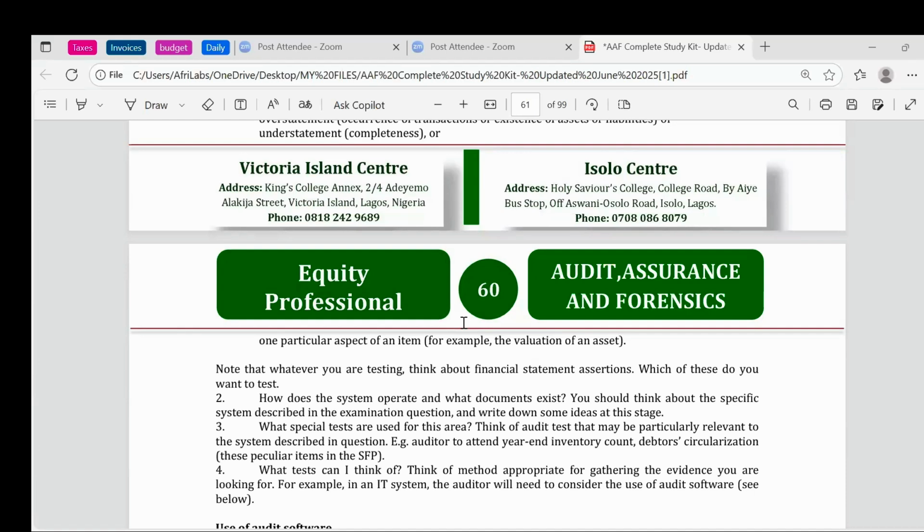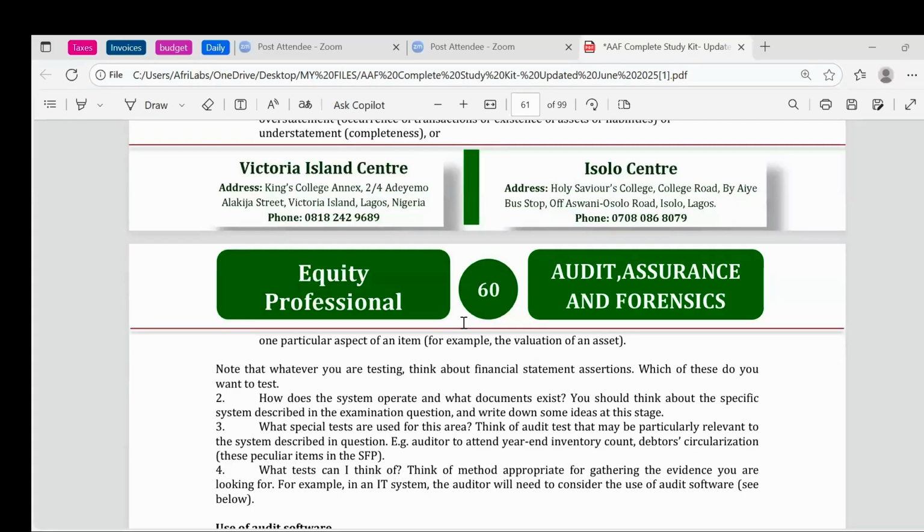Do you guys understand me? So that's why when they ask you for this procedure, the answer is not to write the assertions, but to break down the assertions into the relevant questions that, in proving those assertions, you have to ask the client. Understood?